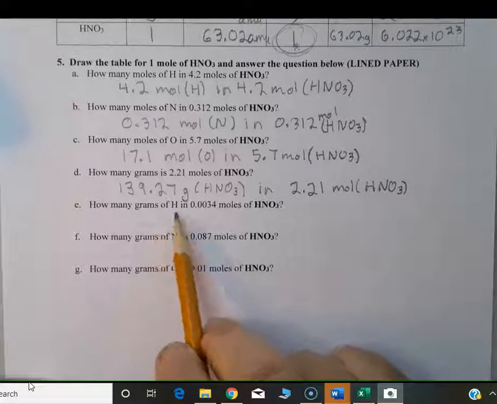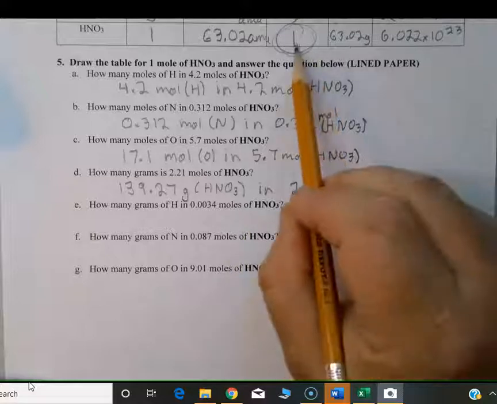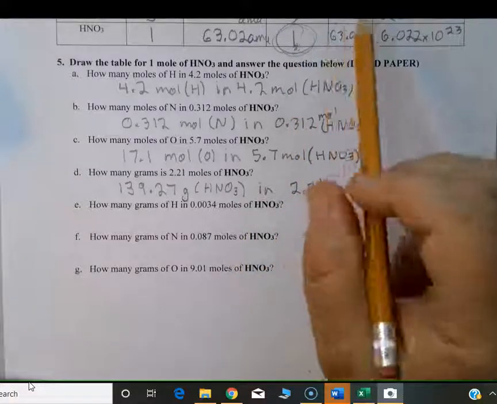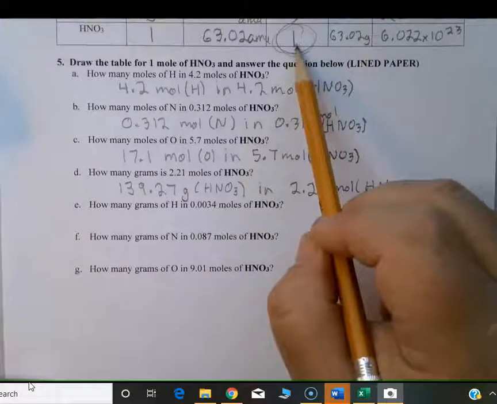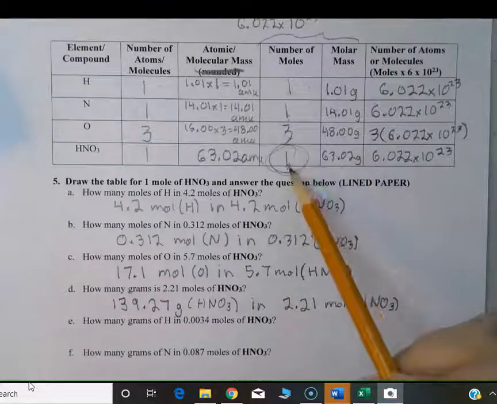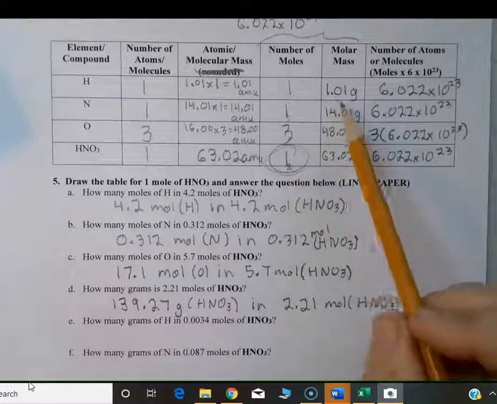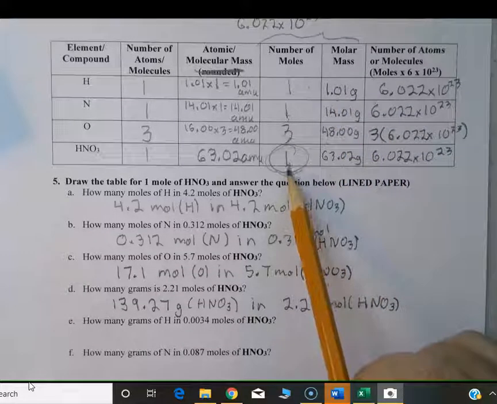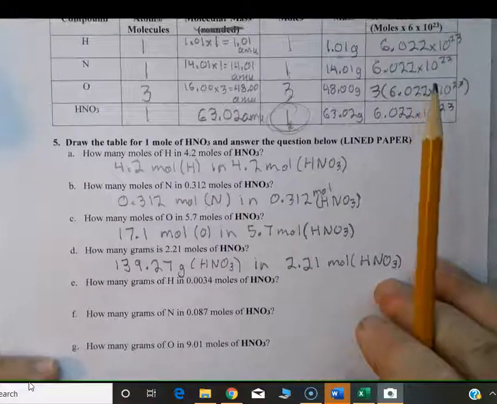Okay, how many grams of H in 0.0034 moles of HNO3? So in 1 mole of HNO3, there's 1.01 grams of hydrogen. So if I only want 0.0034, I'm going to multiply this number. Sorry, I'm off screen. Let me say that again. In 1 mole of HNO3, there is 1.01 grams of hydrogen. Okay, everything over here relates to 1 mole of HNO3. If I only want 0.0034 moles of HNO3, then I only need 0.0034 times this number of grams. Okay, so we're going to multiply that.